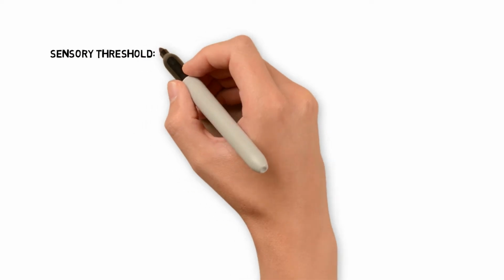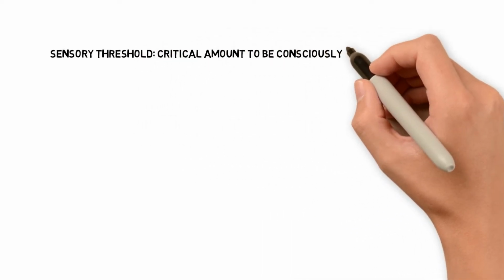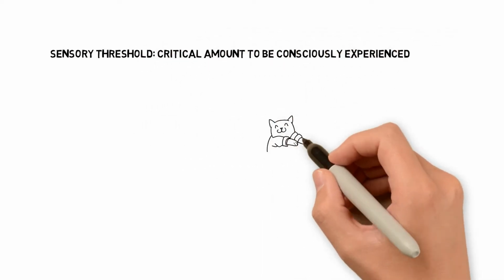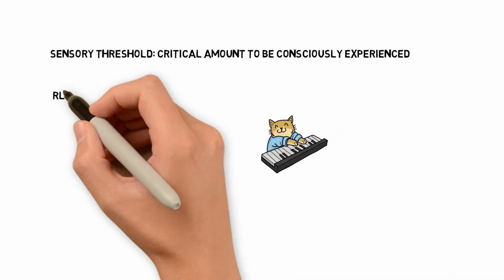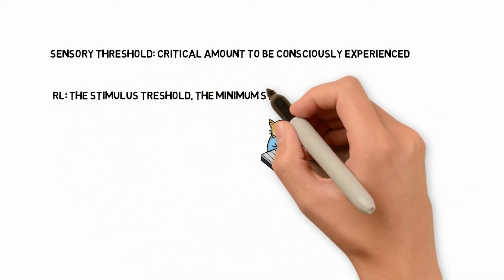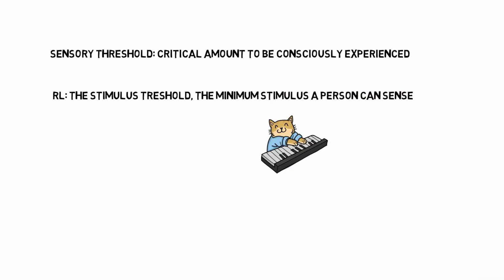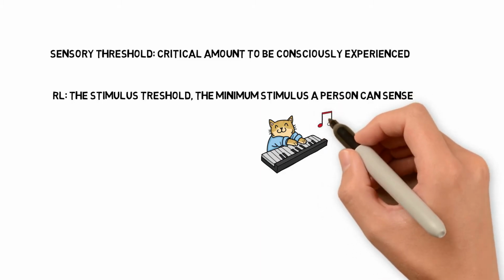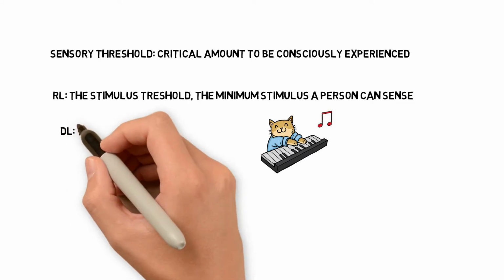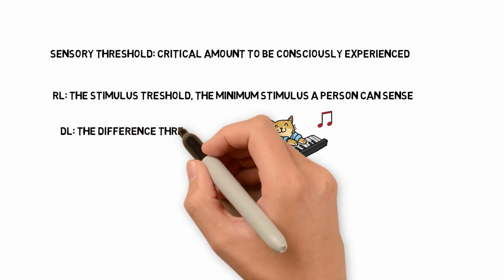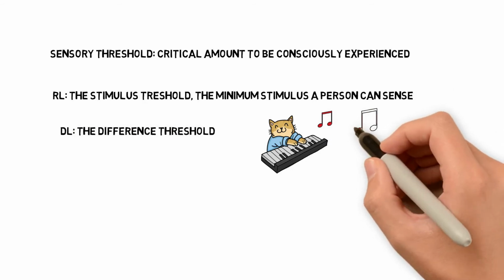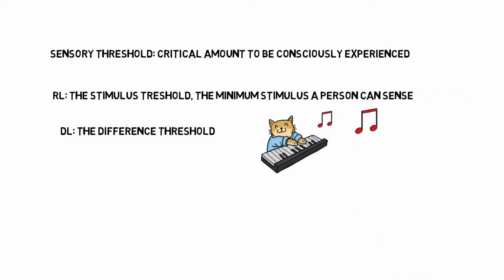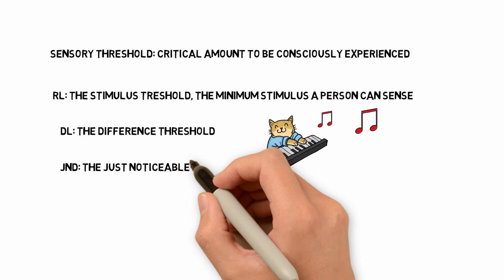Sensory threshold is the idea that mental events had to be stronger than some critical amount in order to be consciously experienced. Fechner started by determining the stimulus threshold, the RL, the smallest amount of stimulus necessary to produce a sensation. Once threshold was determined, he measured the amount the stimulus must be increased or decreased for the person to report a change in the sensation. This is defined as the difference threshold, or DL. The DL is the measurement of the change in the stimulus to produce a just noticeable difference.